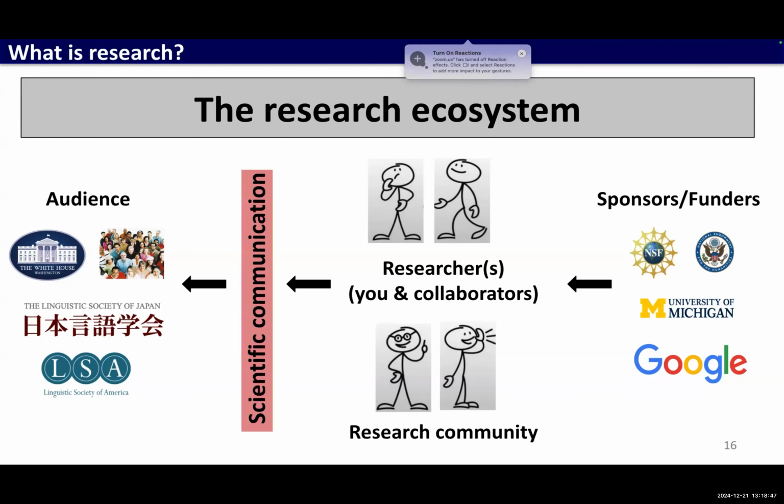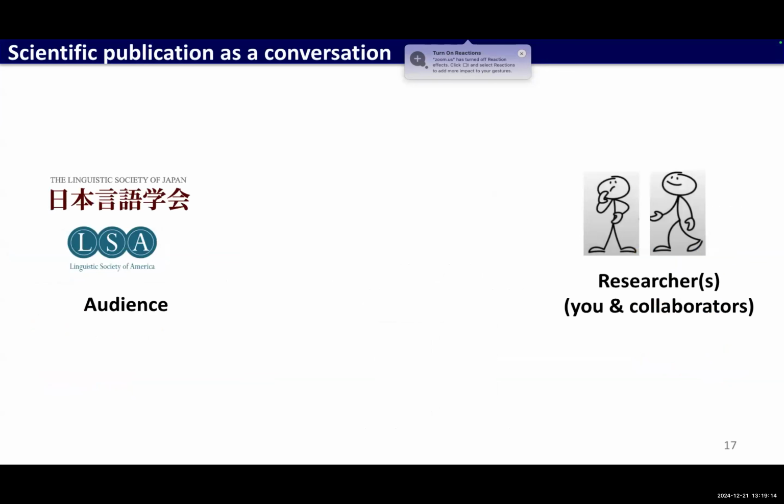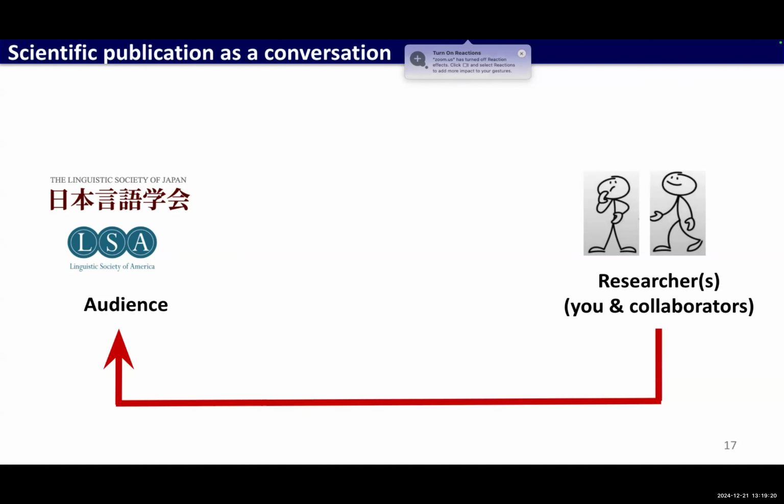And in between you as the researcher and your audience sits scientific communication, because that's how you communicate with your audience. That can take many different forms. Giving a talk at a conference, that's scientific communication. Or writing a paper for a journal, that's scientific communication, right? And that's the part of the ecosystem that we want to focus on today, what happens between you and your audience. So let's zoom in on that part. It's you as the researcher, and you want to write a paper to eventually talk to other linguists. So we're now thinking about journal publication.